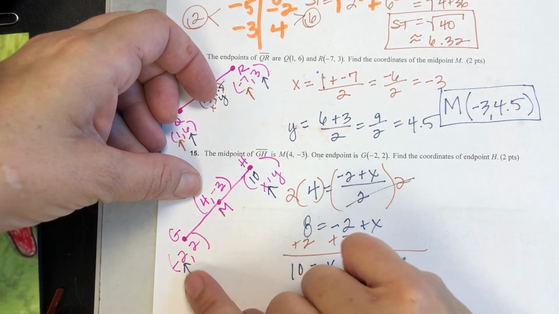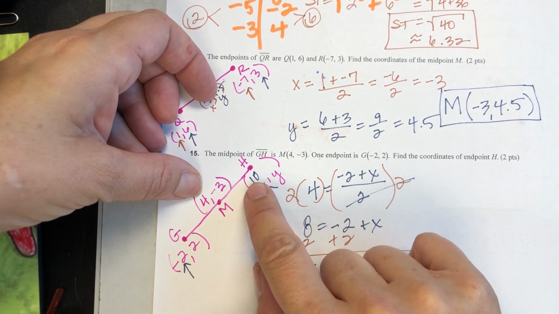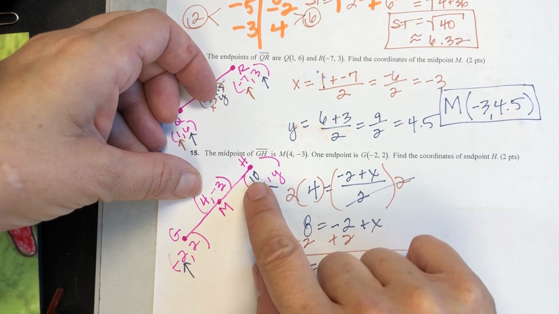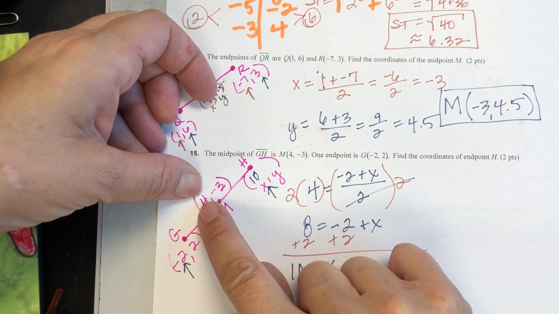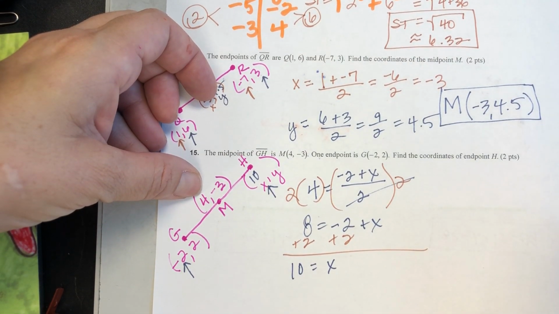Let's go back and think about it. What's negative 2 plus 10? Negative 8. I'm sorry, positive 8. When I divide it by 2, it averages to 4. I was trying to figure out what that missing value was.